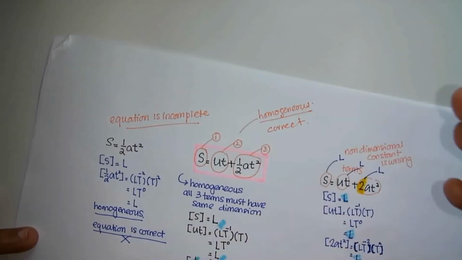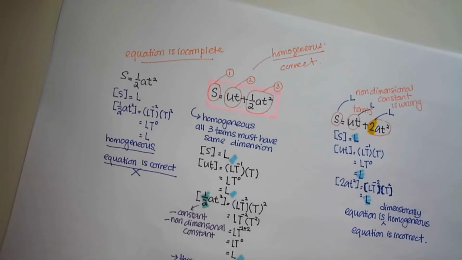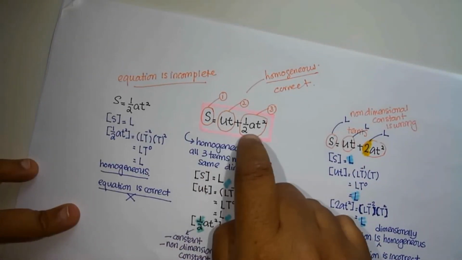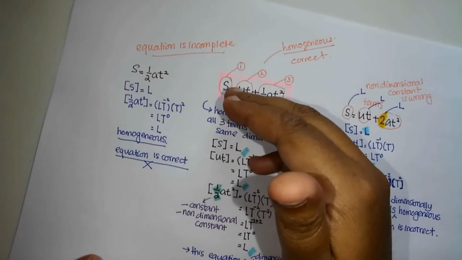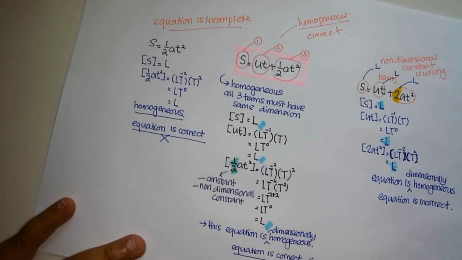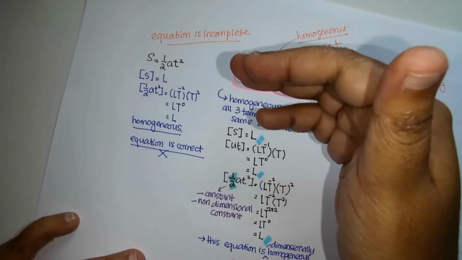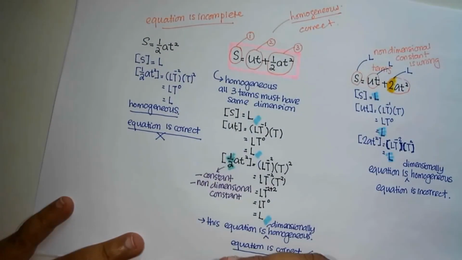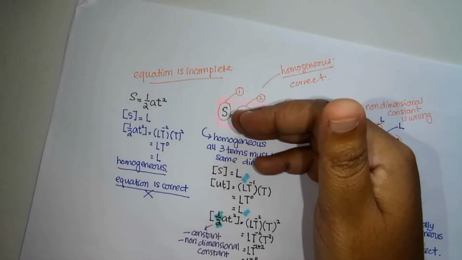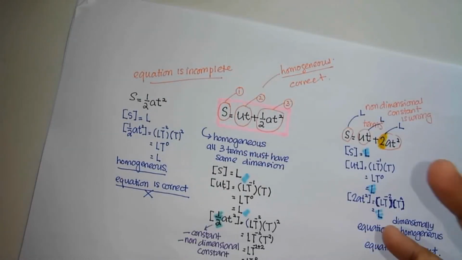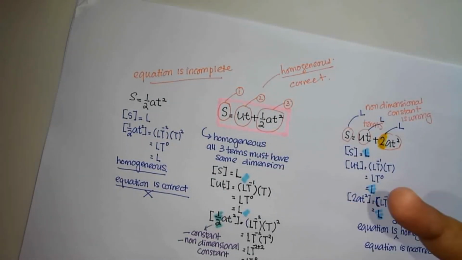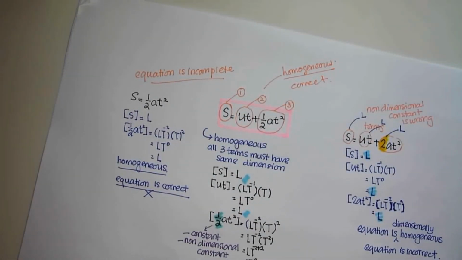So what I'm trying to say in this lesson today is that an equation is homogeneous if all the terms in the equation have the same dimension. But a homogeneous equation doesn't mean the equation is correct. Like in this example, this equation is homogeneous and it is correct because it has gone through an experiment to investigate the relationship of all those physical quantities.